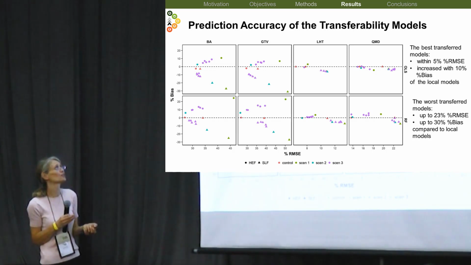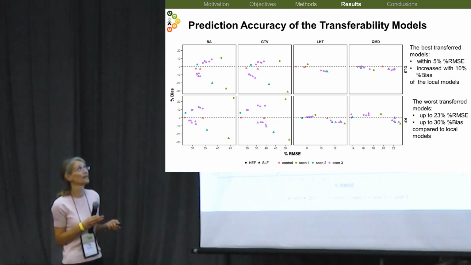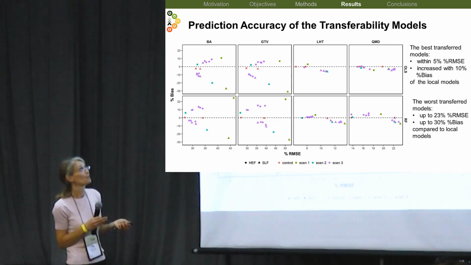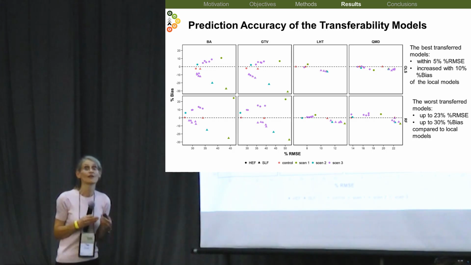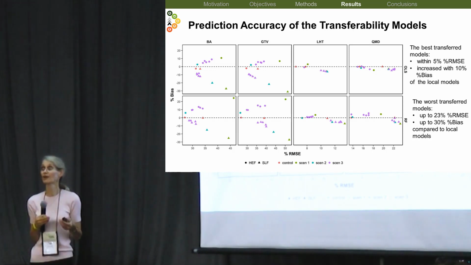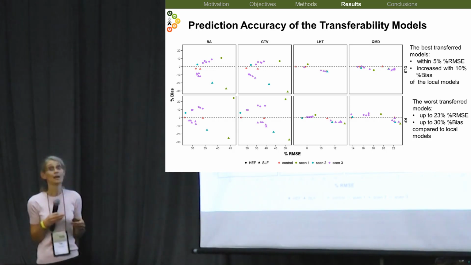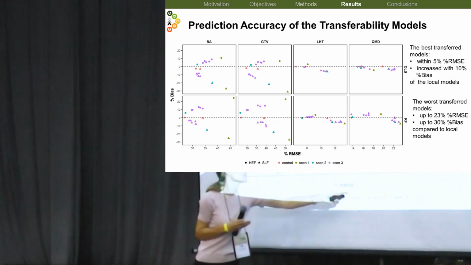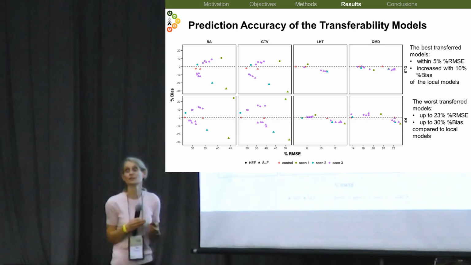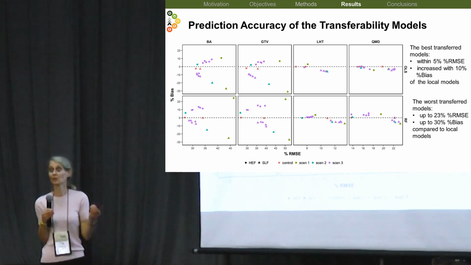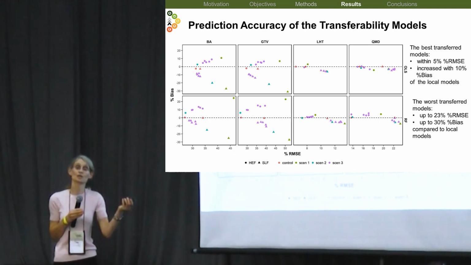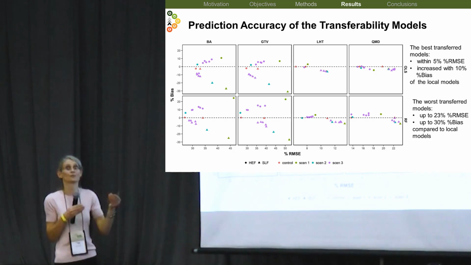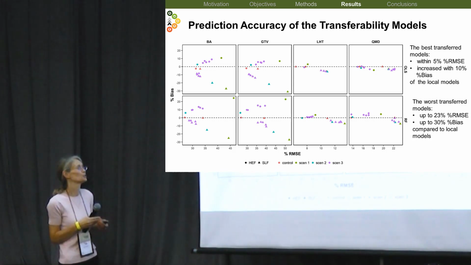But first, the general things that we can take away from our models was that our best transferred models fell within 5% of the relative mean square error, but increased up to 10% in terms of relative bias compared to our local models. And those were always our scenario 2 or our scenario 3, and those are multi-site models, where we combine data from the target site and from the other site, so where we combined these two data sources.